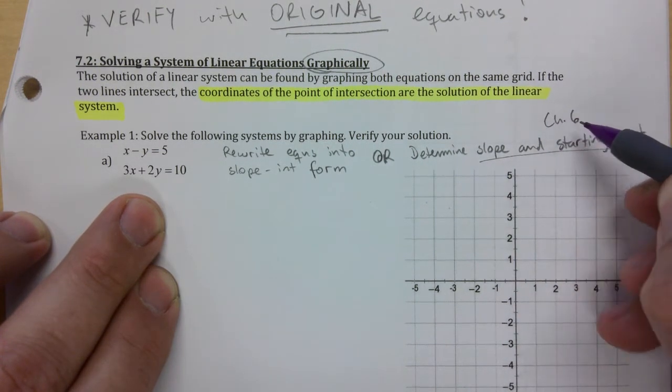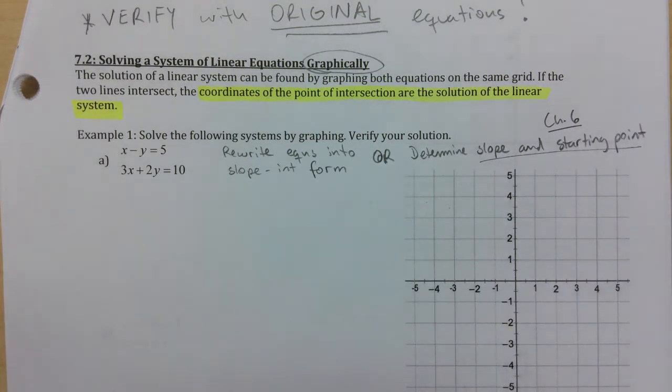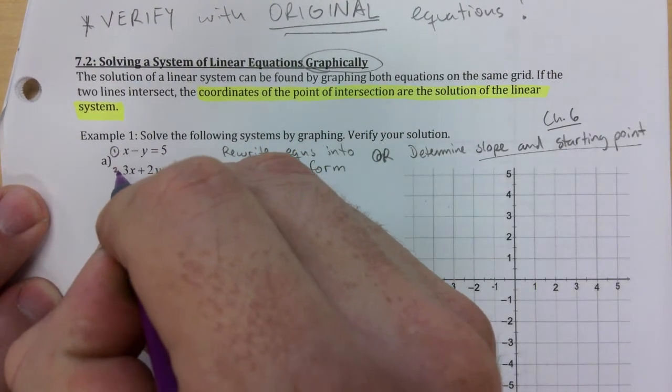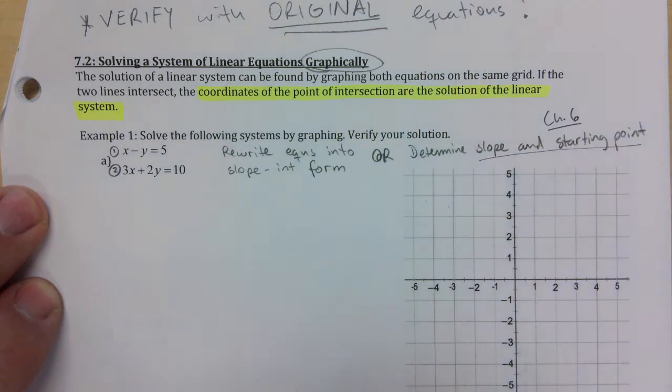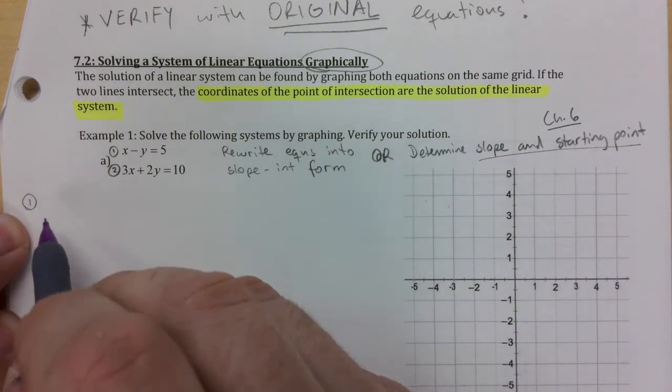Chapter 6, right? We did that in chapter 6. If you just know a starting point and you use your slope to find other points, that's another way of graphing. There's nothing wrong with that. Okay, so I will call this equation 1 and I will call this equation 2 so we know which one is which. So we'll start with number 1 here.